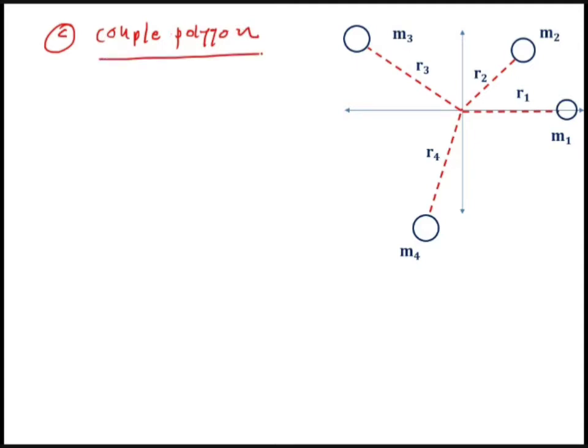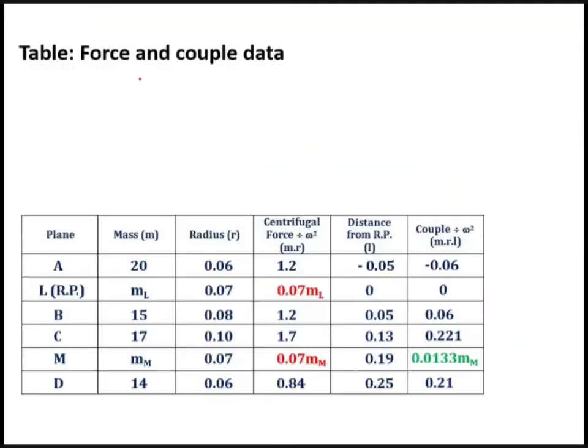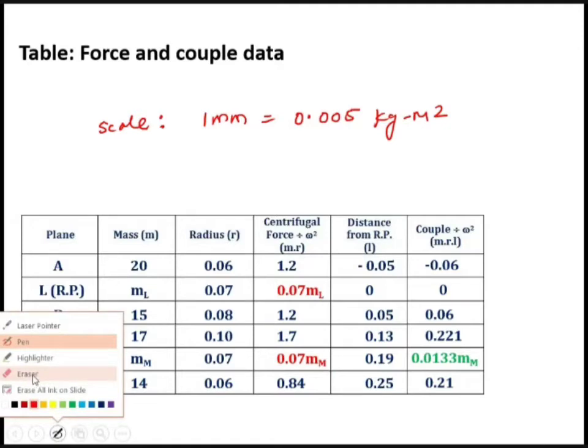Okay, couple polygon. Now for the couple polygon, I will go back to this table. First of all, let us assume the scale. For the couple polygon, I am assuming the scale as 1 mm equal to 0.05 kg meter square. Now this scale you have to take by your own logic, considering the size of the paper you have and the size of the couple polygon and the force polygon. It should not go out of the paper. So accordingly you can select the scale. Okay. The diagram should not be too small.